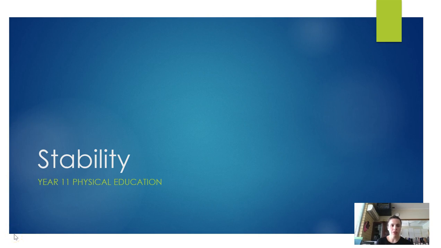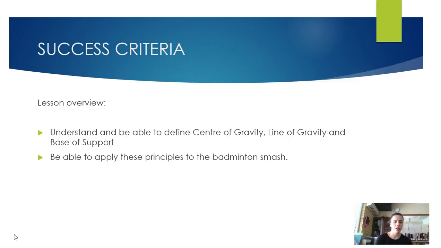Hi girls, so today we're going to be looking at stability, which is the first of our biomechanical principles that we'll be exploring. This is first because I think it's the simplest and easiest to apply to our theory. Our success criteria: you need to be able to understand and define key terms, including center of gravity, line of gravity and base of support, and as always, be able to apply these principles to the badminton smash.